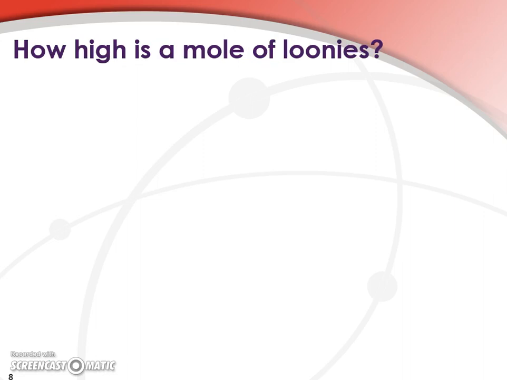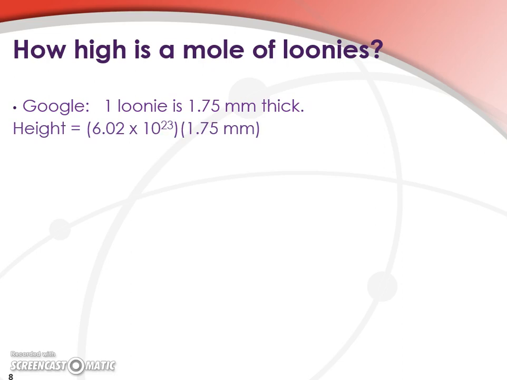So, how high is a mole of loonies? Well, if we go to Google, it'll tell us that a loonie is actually 1.75 millimeters thick. So it's fairly trivial to say the height is Avogadro's number times 1.75 millimeters. However, this number is a little bit tough to visualize, 1.05 times 10 to the 24 millimeters. We can convert it into kilometers, but that almost doesn't help. So we divide by 10 to the 6 to get 1.05 times 10 to the 18 kilometers.